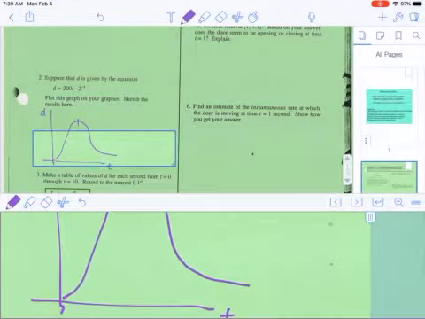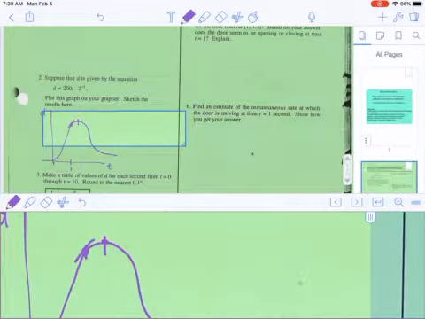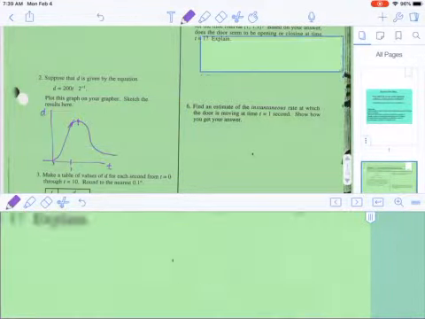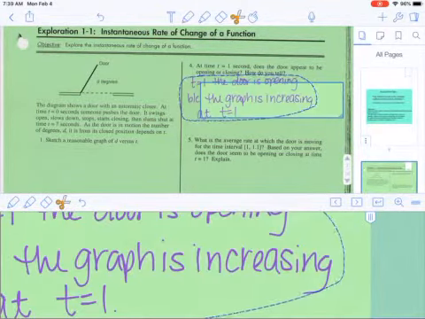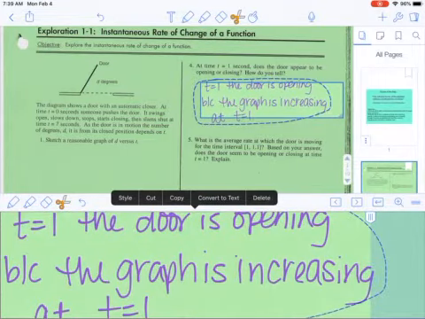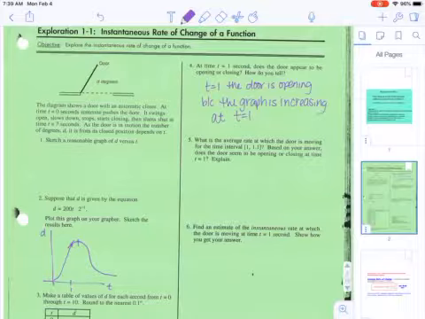And so it matters where 1 second is, and it turns out 1 second is actually before that. So that would be approximately right here. So since the graph is still increasing at that point, you can see the slope at that point is positive, then I think it makes sense to say that it is still opening at that time. Okay, so the door is opening because the graph is increasing at t equals 1.